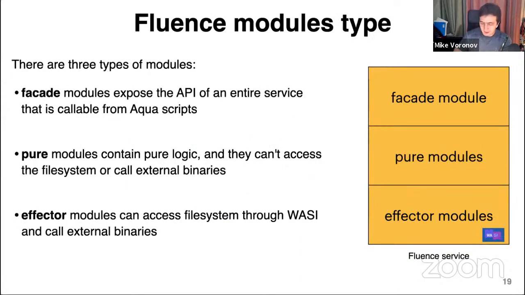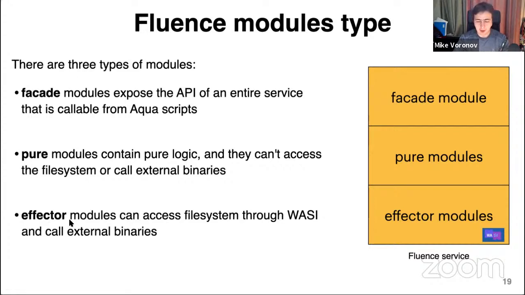Actually, modules could be of three types. The first one is the facade module. This type of module can be present only once in a service because it exposes the API of the entire service. The second one is the pure module. They just implement some business logic and they can't access the file system or call external binaries. And effector modules can do anything. Yes, they can access the file system, they can call external binaries, and so on.